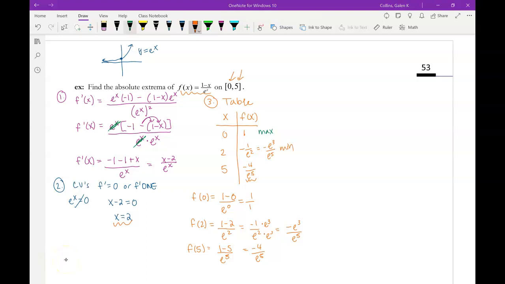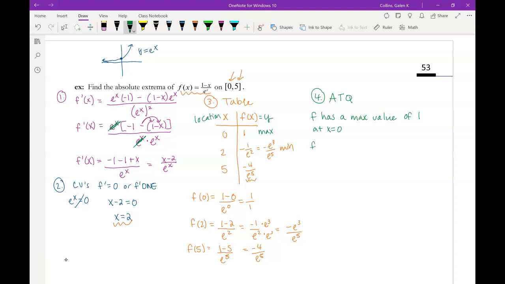All right, so for our very last step, we just need to answer the question. So we could say, step 4, answer the question. So we could say that f has a maximum value, and we could also say abs max, absolute maximum, of 1 at x equals 0. So again, the maximum value is the y value. The location is the x value.